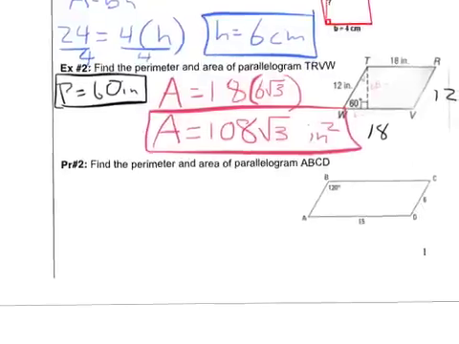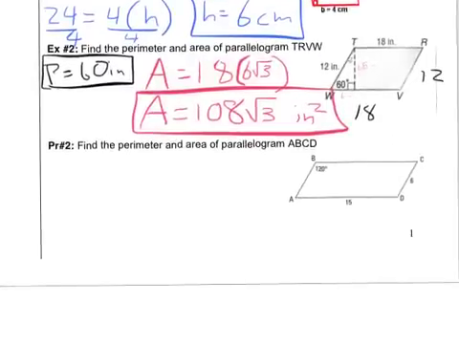Alright, so I want you guys to try practice number 2 on your own. A couple things you may want to remember: angles that are right next to each other in a parallelogram are supplementary. So if this is 120, you should be able to find these two angles. Alright, go ahead and give that a shot. I'd pause the video because I'm going to put the answers up in just a second.